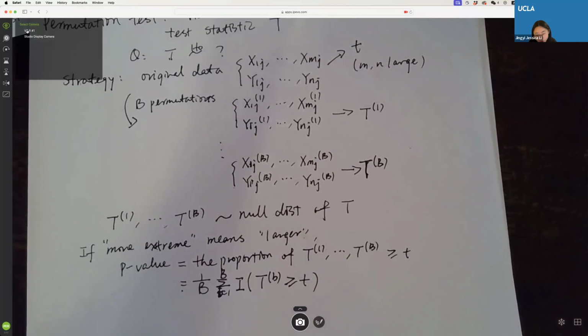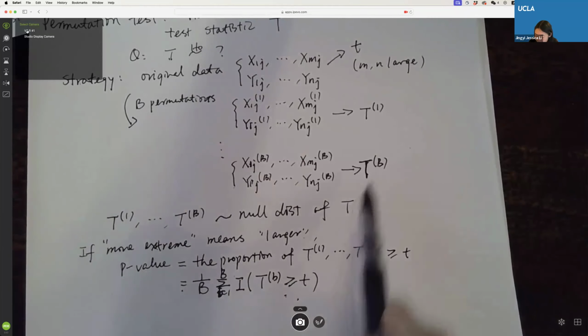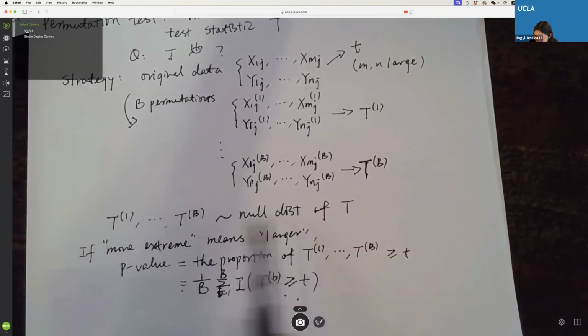But some people may want to do something by adding a small constant to both the numerator and denominator. The reason is they want to avoid exactly zero p-value. That's why they want to do that adjustment. Because if you have this definition, a naive definition, if this small t is larger than everything we simulate from the permutation, then you will get a zero p-value. And people may not like that. So that's why they do adjustment just for that purpose.